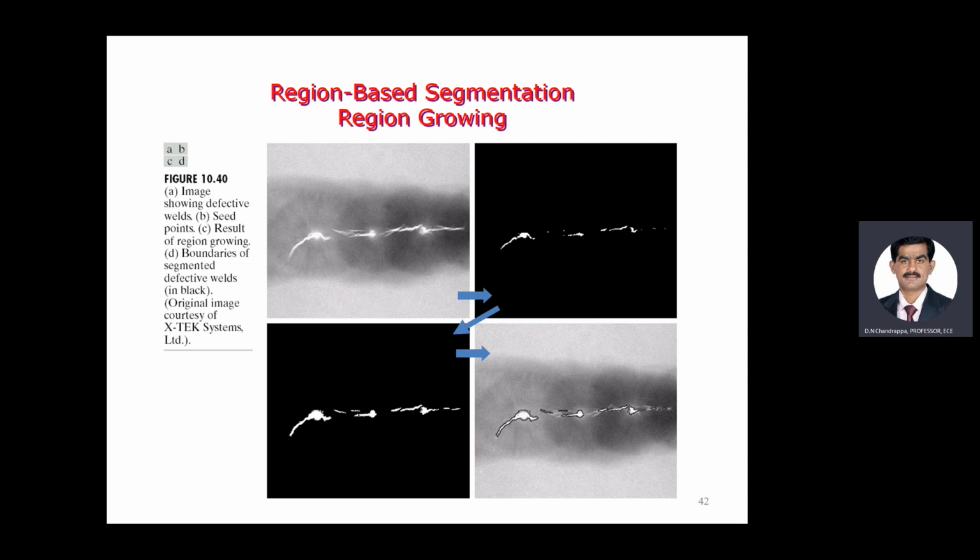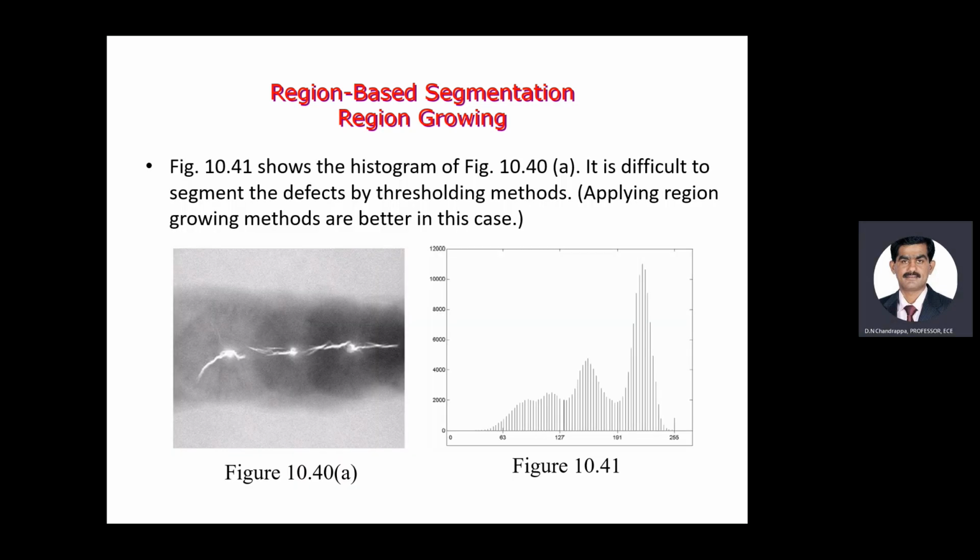For that we have four diagrams. The first one is the image showing defective welds. The second one is the result of region growing. The third one shows the boundaries of the segmented defective welds in black color. Look very clearly. And the last one, D, shows the boundaries of the segmented defective welds. See the comparison from one image to the next. So in region growing, we can use image segmentation here. Please look into that.